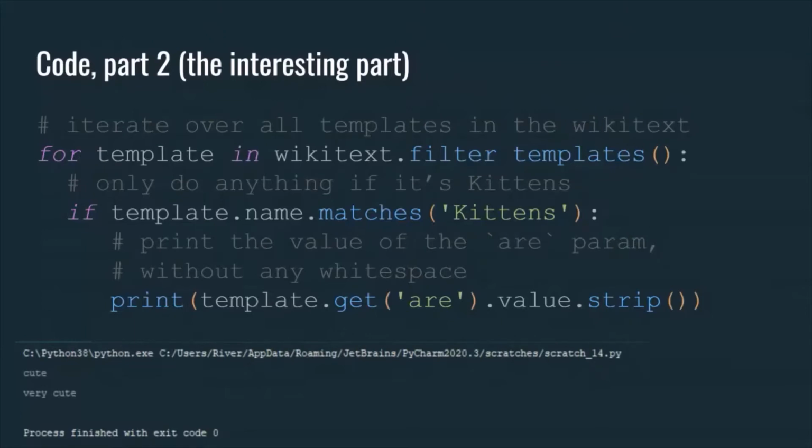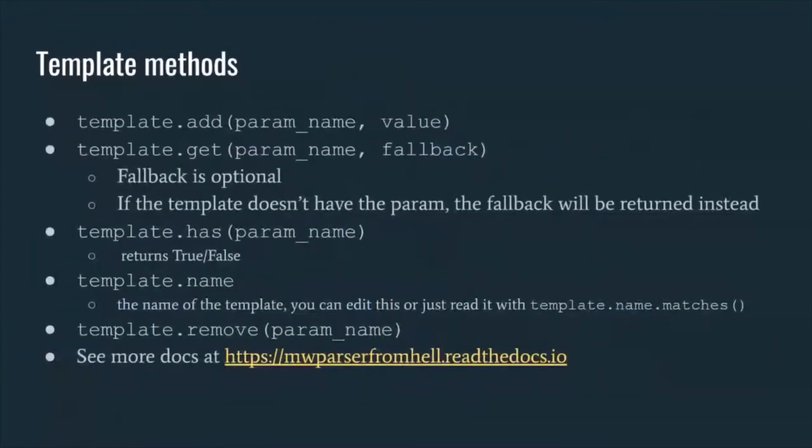So when you get a template argument, or when you get a template value, you're getting a param object, and then you have to get the value of the param object, and then you can strip the white space out of that string, and then you can print it. So you can read the docs later.